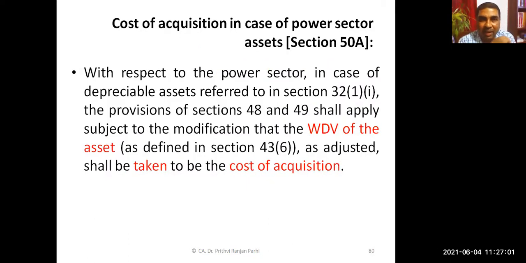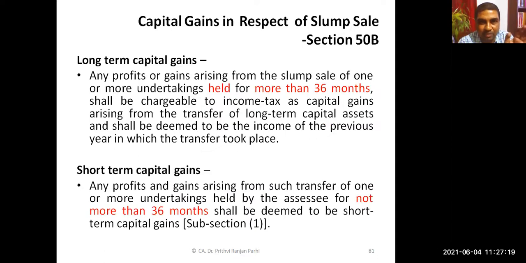Okay, and one more thing: in case of a power sector asset, the written down value of the asset shall be taken as the cost of acquisition. This is one more thing. Now, one more section we'll quickly learn. It may not be that important, but just keep an idea.